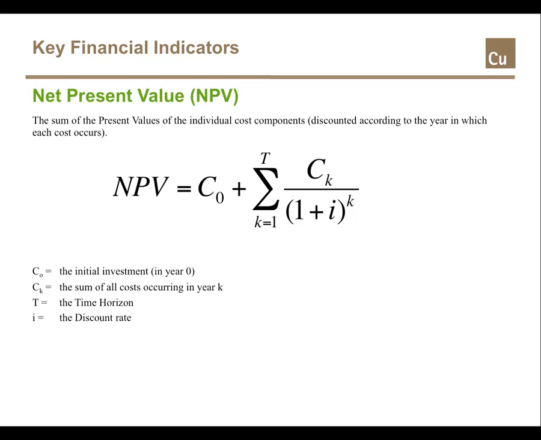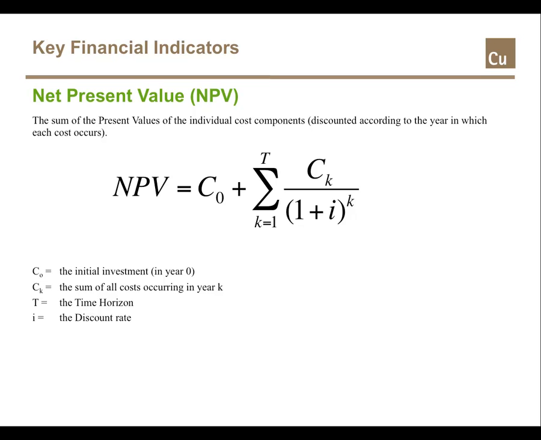To make life cycle cost comparisons, we use financial indicators. The net present value, NPV, of your energy efficiency project is the most important key financial indicator. It is defined as the sum of the present values of the individual cost components, whereby each instance of each cost component is discounted according to the year in which it occurs. In the context of LCC, NPV is a way to evaluate the total long-term cost of each alternative, or in other words, the total size of the iceberg. NPV allows you to compare your different options in monetary terms.